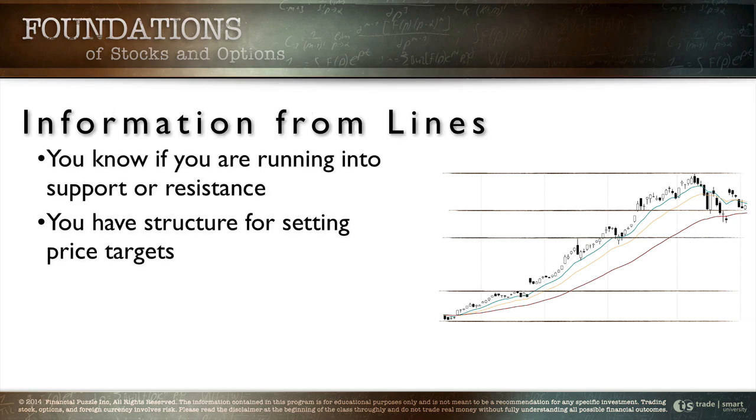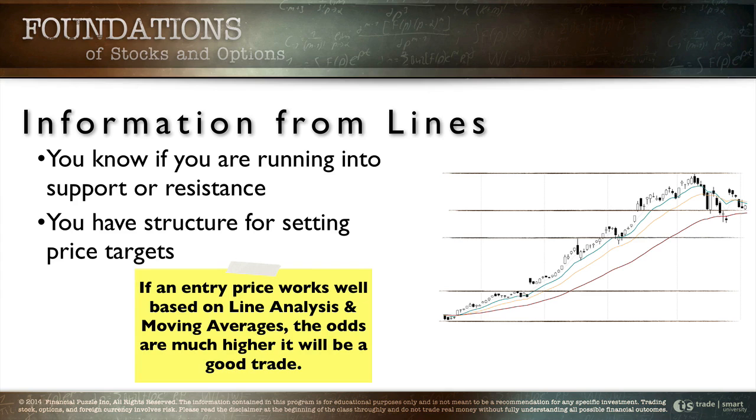So you're running into support and resistance. When you're running into support and resistance, you've got the structure set up for your price targets. This is all great stuff that your line drawing will give you. If an entry point works really well based on your line analysis and your moving averages, the odds are very high that it's going to be a pretty decent trade. So you've got to remember that. If it looks good on the line chart, that's one thing. If it looks good on the moving average chart, that's another thing. If it looks great on both of them, you're getting pretty high probabilities that this is going to be a winning trade. Those are the kind of signals that you're looking for.